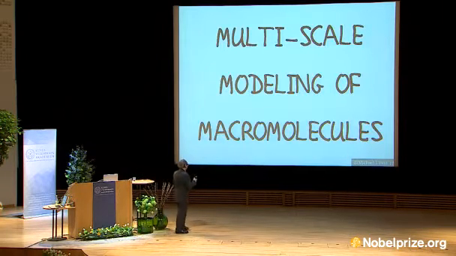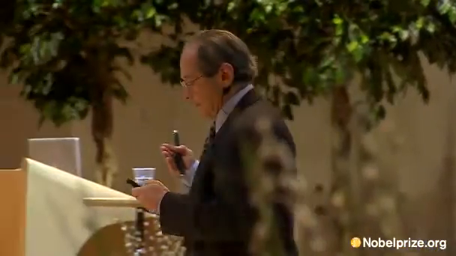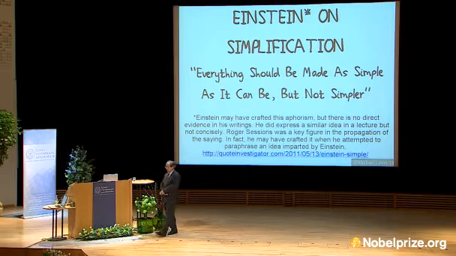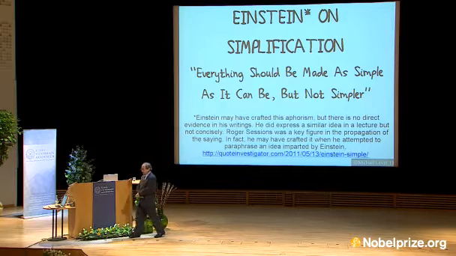Now, just to say something about some of the real stuff going on, we felt that the key idea here in the multiscale modeling really goes back to a quote that is attributed to Einstein: everything should be made as simple as you can, but no simpler. It actually turns out that there's no real evidence that Einstein actually said it.